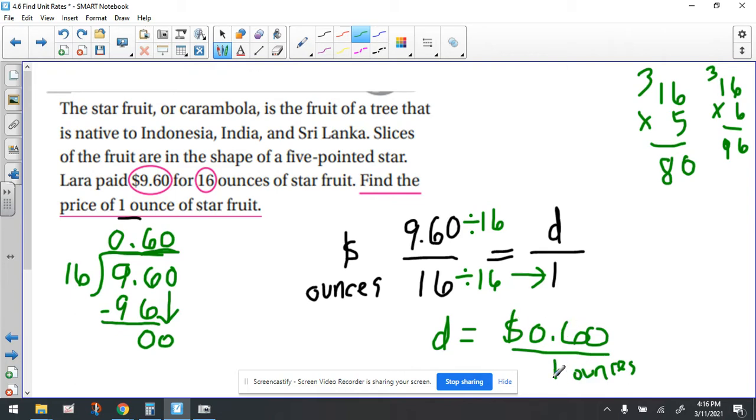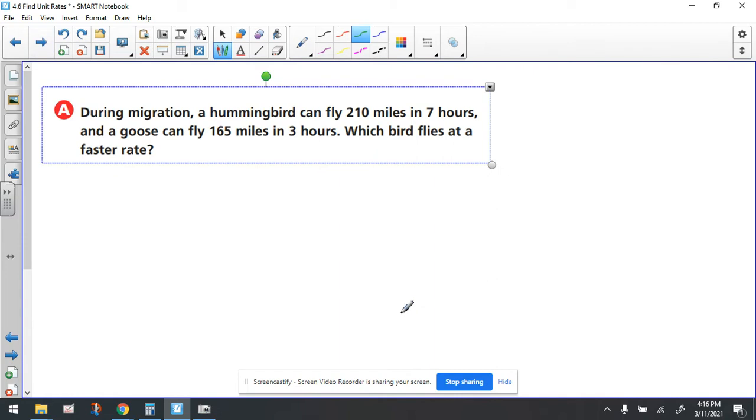By the way, if they don't have the word 1 here and they just write ounces, then it's understood to be 1 ounce. All right, let's take a look at another question. During migration, a hummingbird can fly 210 miles in 7 hours, and a goose can fly 165 miles in 3 hours. Which bird flies at a faster rate?